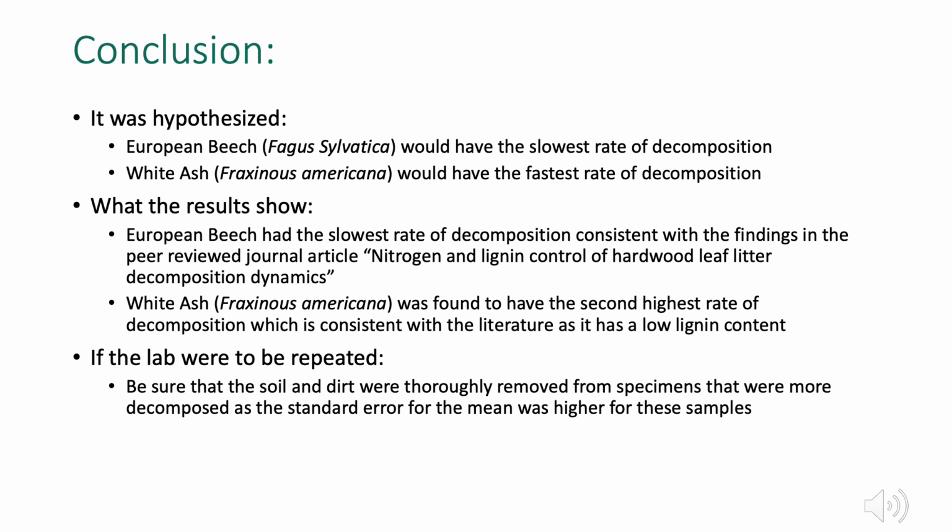According to Figure 1, Cornus stolonifera, a species not studied in the Melillo paper, was found to have the highest rate of decomposition. Other studies found that Cornus stolonifera had a low lignin content, which supports the findings that suggest a high rate of decomposition. If the lab were to be repeated, it would be pertinent to ensure that the soil and dirt were thoroughly removed from specimens that were more decomposed, as the standard error for the mean was higher for these samples.